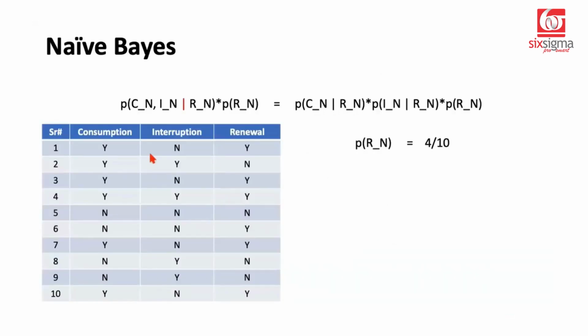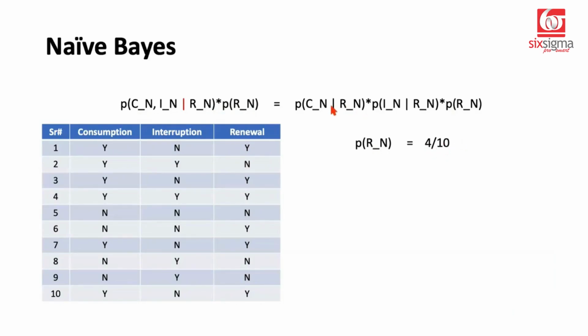So let's consider the second part of the denominator. This talked about the renewal not happening as the given condition. And this time we are talking about the probability of renewal not happening. So if you look at the overall data, out of 10 times, how many times did the renewal not happen? You can count this: 1, 2, 3, and 4. So this is going to be 4 by 10. This is also known as the prior probability. This is how you'll find it in some of the books.